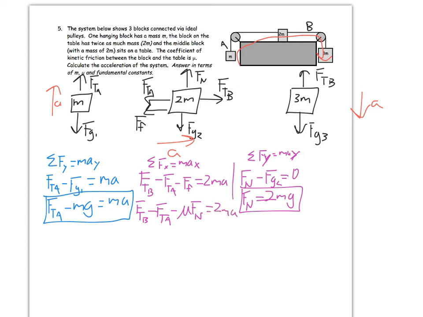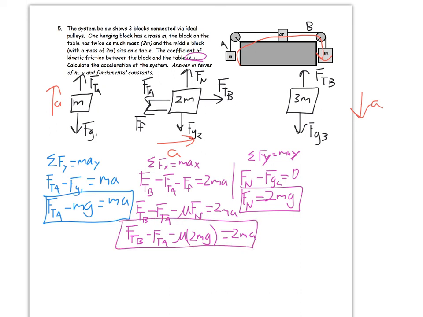I'm given that coefficient of friction here as just mu, so I'm going to leave it as that. It is a kinetic coefficient, though. And so I end up with FTB minus FTA minus mu times 2mg is equal to 2ma. So there's my second equation.